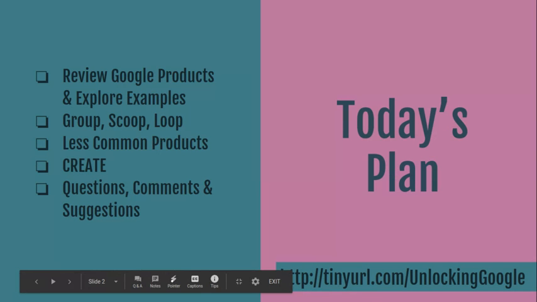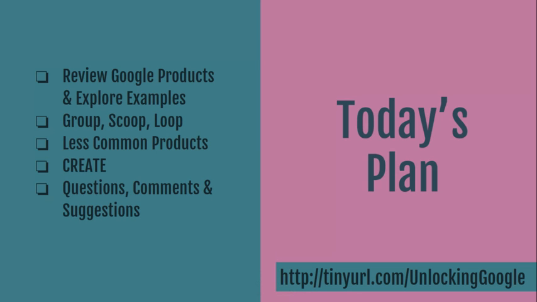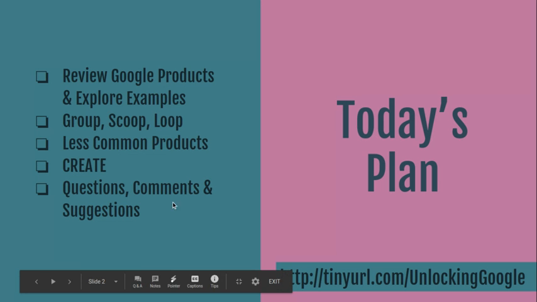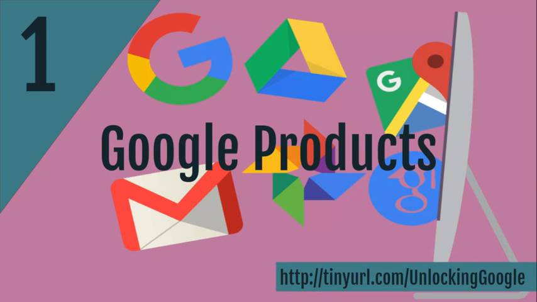All right, go ahead and go with it. Today, we're basically going to review some Google products and explore examples. We're going to skip over the group, scoop, and loop. Again, that was more of an in-person session. Talk about some of the less common Google products as well. Going to give you an opportunity to create a Google program on your own using one of their products, but you can do that on your own time, and then give you an opportunity to comment and add suggestions towards the end. So let's go ahead and jump into Google products.